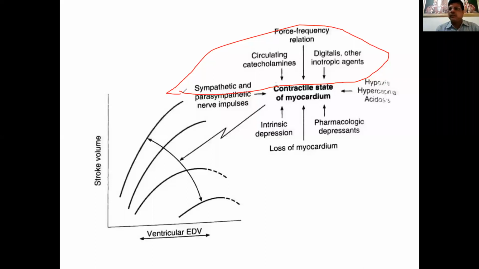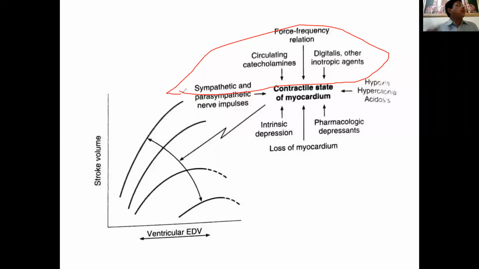Anyway, so here also, whatever happens, whether it is increased sympathetic discharge, increased circulating catecholamines, force frequency relationship, beneficial effect, digitalis inhibiting sodium potassium ATPase, inotropic agents like theophylline and caffeine inhibiting phosphodiesterase enzyme, whatever may be the mechanism, end point: what is the ion which is increasing inside the myocardial fiber? Tell me how each one is increasing. If you tell that all ultimately are going to cause increased calcium, it will be very good.